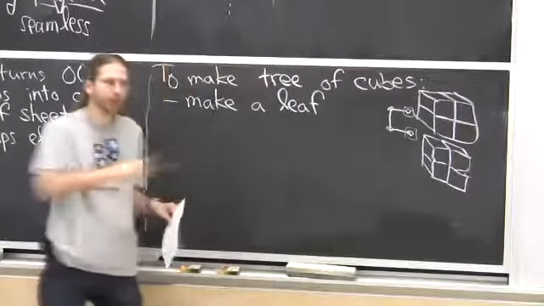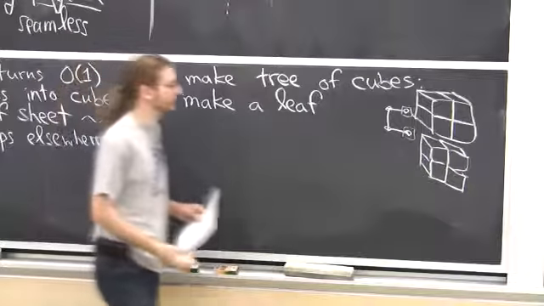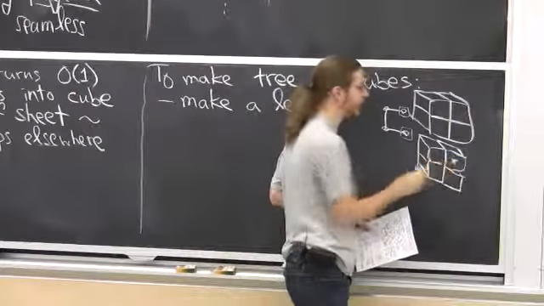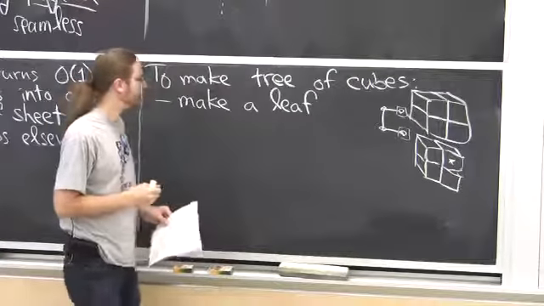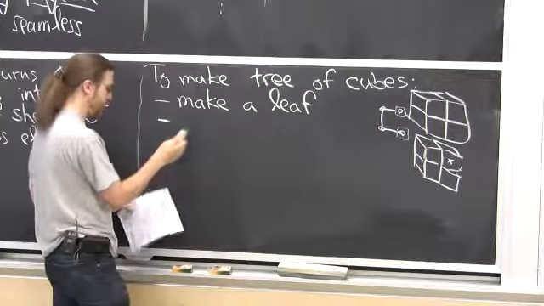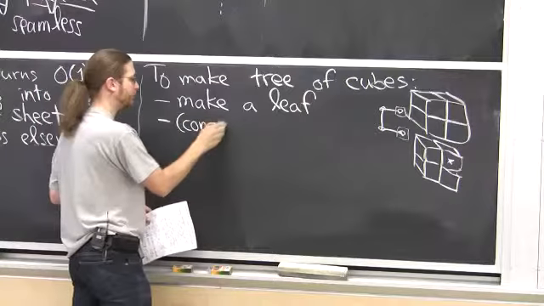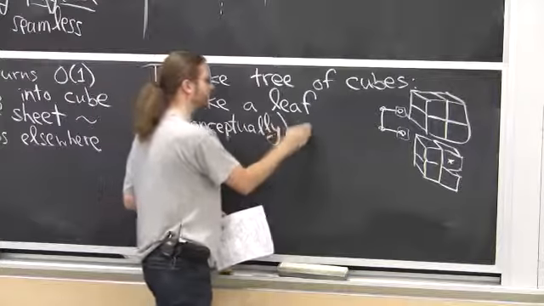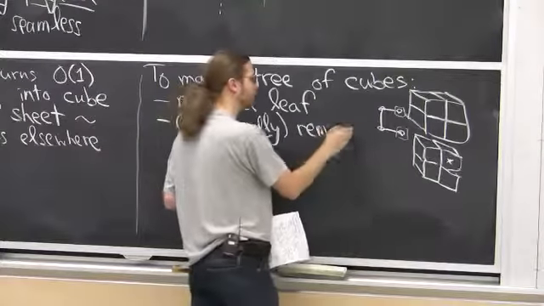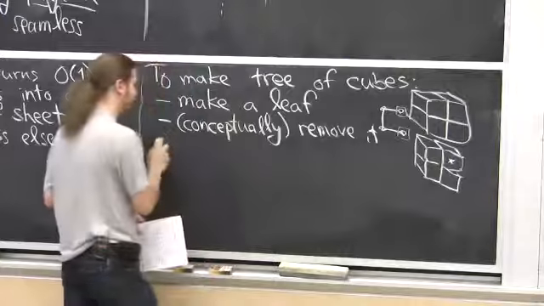So what I mean is we start with a blank sheet, and we'll say, okay, here's a leaf. I'm going to build that cube first. So you apply Cube Gadget, you build the cube. Then you effectively remove that leaf. Just pretend it was never there. This is sort of a conceptual thing. You're not really removing it, but... And then you repeat.